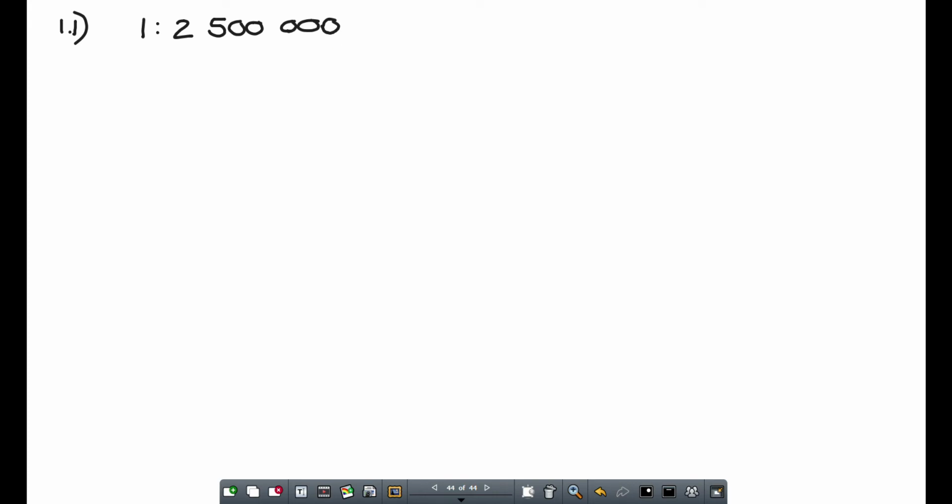Then, what does it mean? Ek gaan dit nou nie uitskryf nie. Jy moet dan vir my sê, 1 unit on the map represents 2.5 million times that unit in real life. Met ander woorde, 1 centimeter op die kaart is 2.5 miljoen centimeter in die regte lewe. So basically, all you have to do is just write it out in words. Sê julle reg daar? Enige vrae?